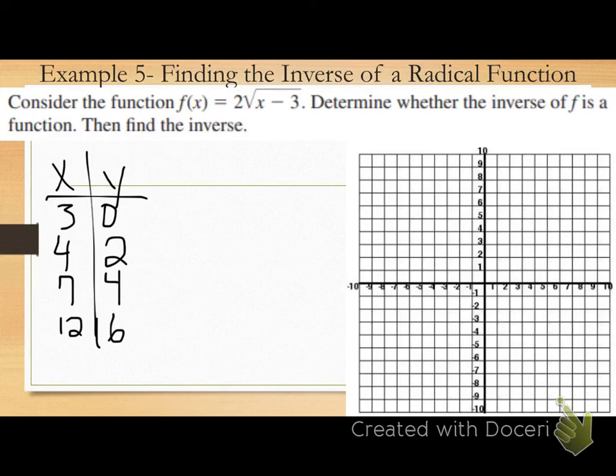All right. Let's graph these ordered pairs. 3, 0. 4, 2. 7, 4. And then 12, 6 will be somewhere to the right of that little dot right here. Everyone good with that? So there's the graph of my original function.